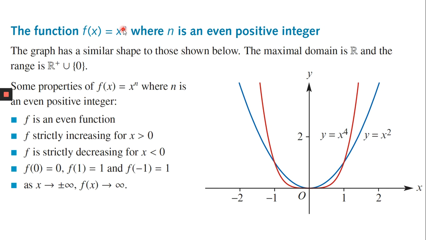Here's one where n is even and positive. So x squared, x to the 4, x to the 6. Even, strictly increasing here, but decreasing in this bit. Goes through 0. F of 1 is 1, because 1 to the power of 2 or 3 or 4 or 5 or 6 is always going to be 1, isn't it? And because it's an even function, minus 1 if you square it, or if you do it to the power of 4 or to the power of 6, it'll give you 1. And this time, as x approaches infinity or negative infinity, the function approaches infinity.